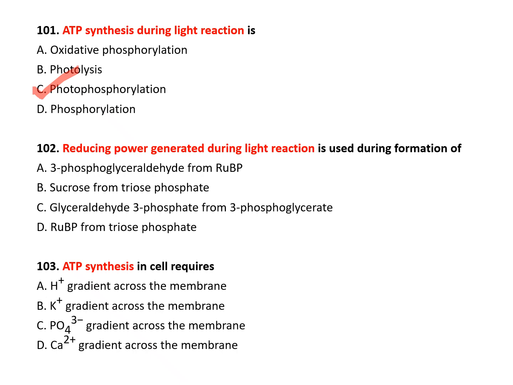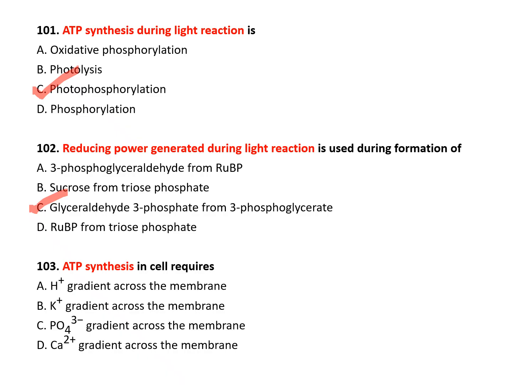The next question, number 102. Reducing power generated during light reaction is used during the formation of: option A, 3-phosphoglyceraldehyde from RuBP; option B, sucrose from triose phosphate; option C, glyceraldehyde 3-phosphate from 3-phosphoglycerate; option D, RuBP from triose phosphate. Correct answer is option C, glyceraldehyde 3-phosphate from 3-phosphoglycerate.